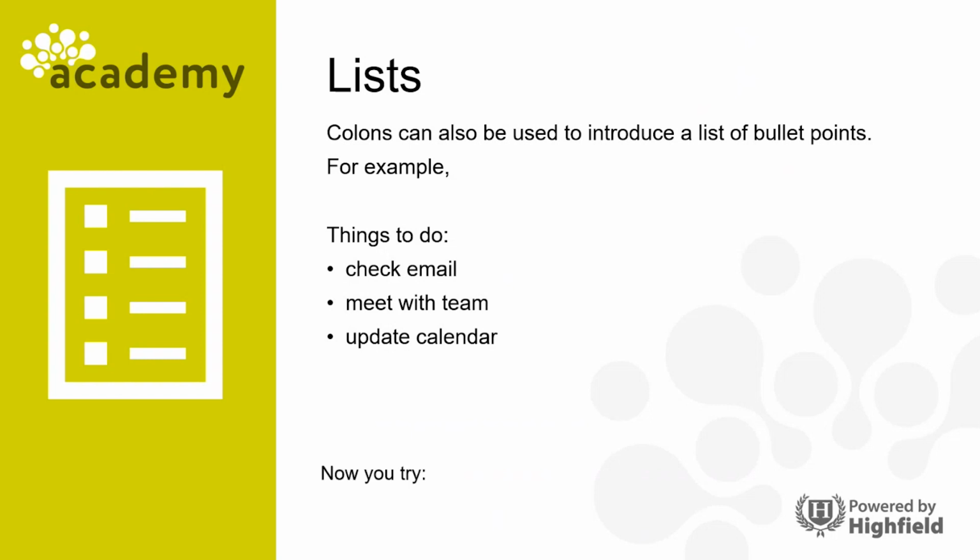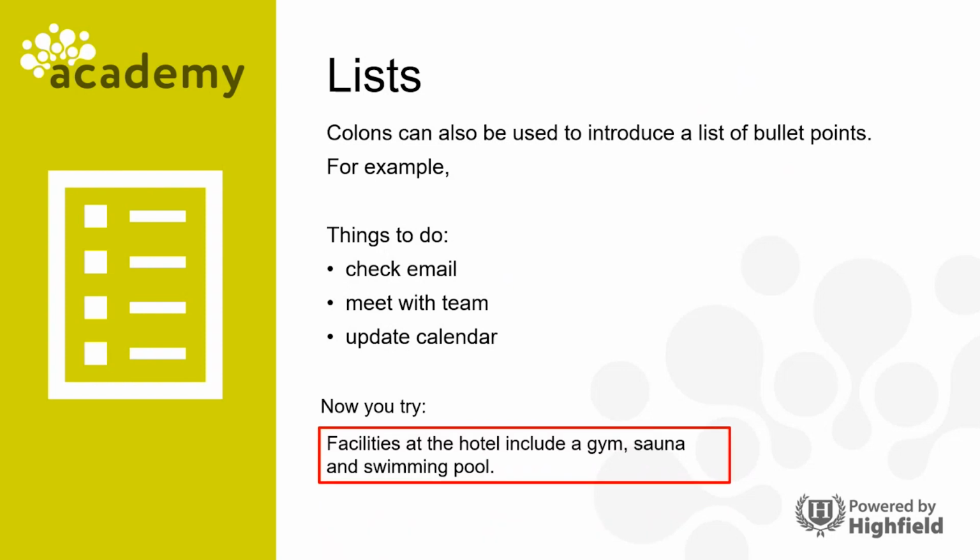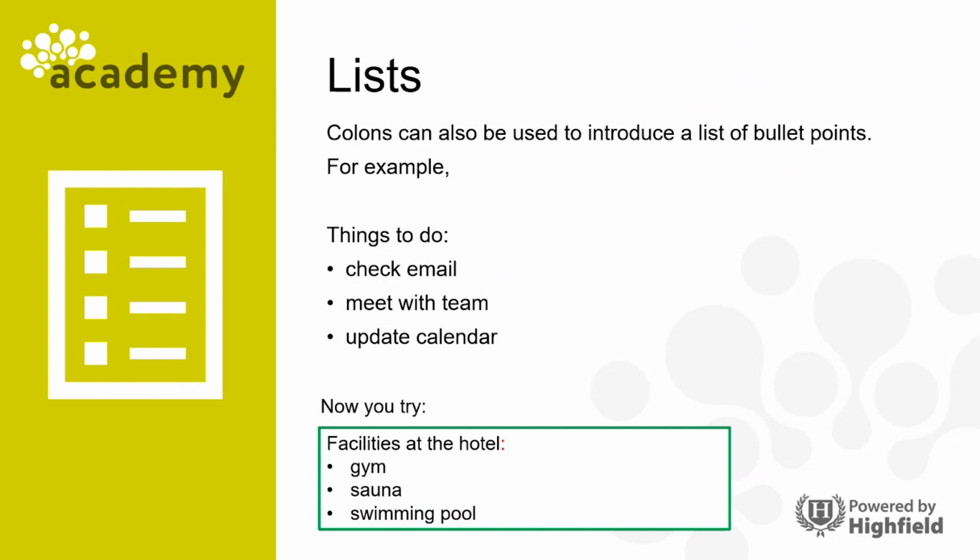Now let's see if you can add a colon in the correct place in the following sentence. Facilities at the hotel include a gym, sauna, and swimming pool. Again, you may need to rewrite this slightly to include bullet points. You can pause now to give you some time to do this. Okay, let's see where the colon should go. So the facilities at the hotel are listed as gym, sauna, and swimming pool. So these need to be introduced using a colon, as you can see in the example.